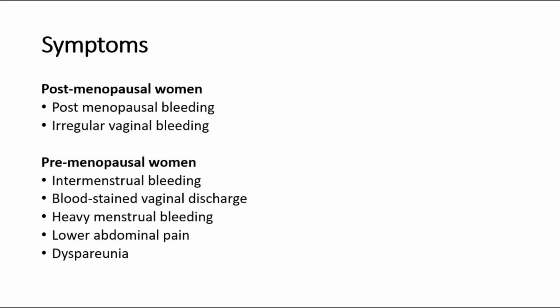There are also some patients who are at a later stage of endometrial cancer. They may present with advanced stage symptoms, such as bone pain, suggesting bony metastasis, or jaundice, suggesting liver mets, and they may even present with respiratory symptoms like coughing or shortness of breath, which suggests metastasis to the lungs.